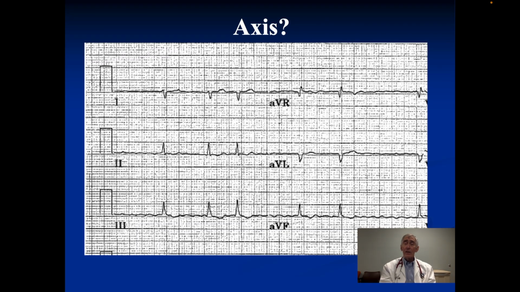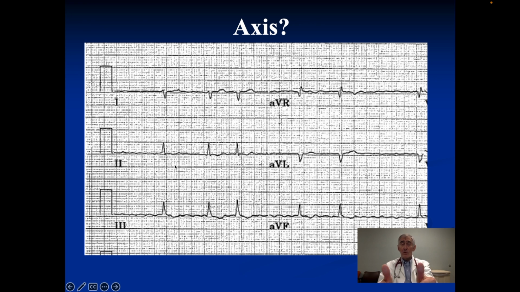Now, if we look at this next one, what is the axis here? You see that it's negative in lead 1. In other words, the S wave is far greater than any R wave component, making it negative in lead 1, but it's positive in lead 2, so that would be right axis deviation.